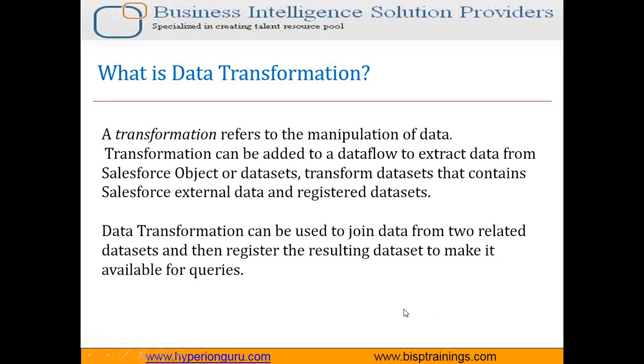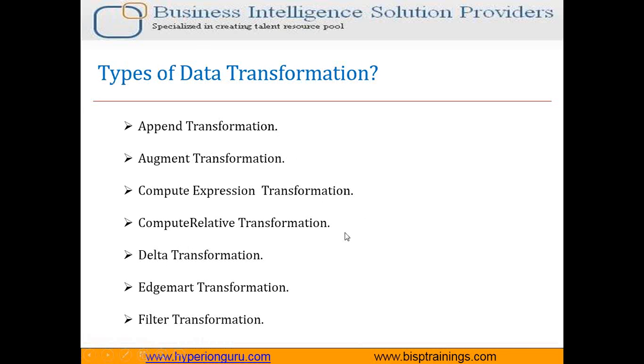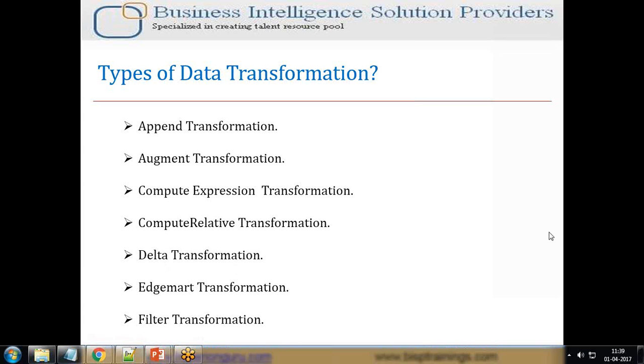Next, let's have a look at what other different types of data transformations are available in Wave Analytics. We have append transformation, augment, compute expression, compute relative, delta transformation, edgemart transformation, and filter transformation. Out of these 6 or 7 transformations, the most popular will be append, augment, edgemart and filter. So in this video, we'll talk about these 4 types of transformation, and we'll look at how we can use them in our environment.